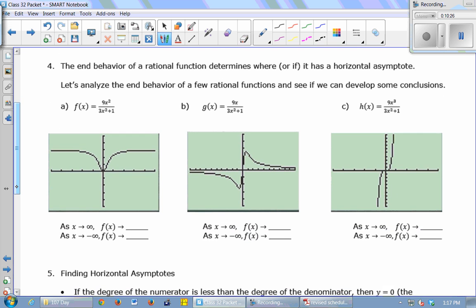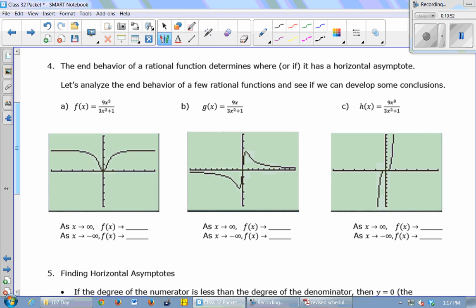All right, so another thing we talked about last class was the end behavior of a rational function. And it often results in something called a horizontal asymptote, but not always. So let's analyze the end behavior of these three rational functions. We'll develop some conclusions. So let's start with 9x squared over 3x squared plus 1.